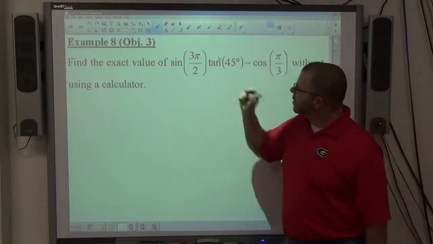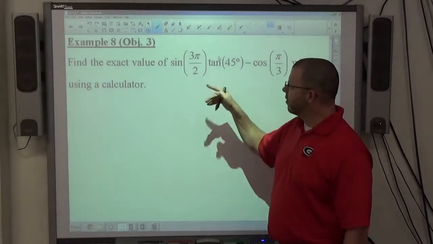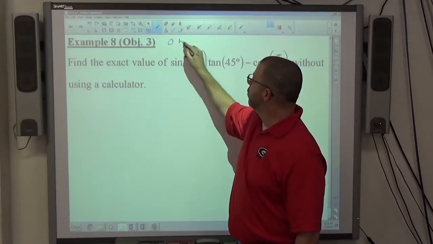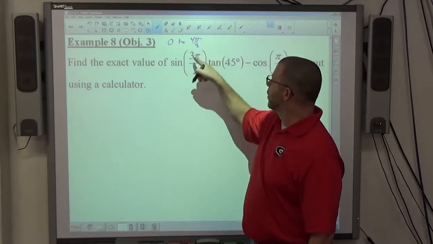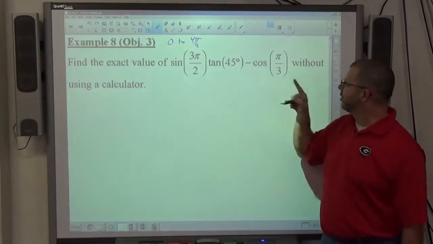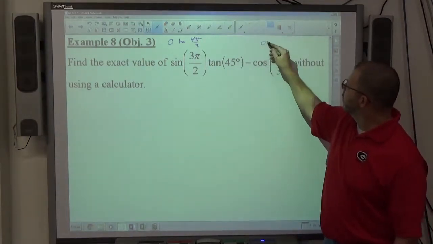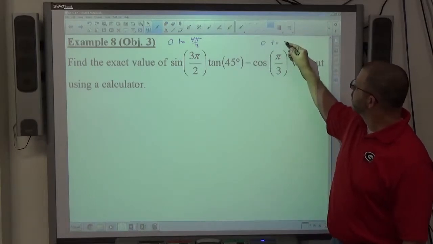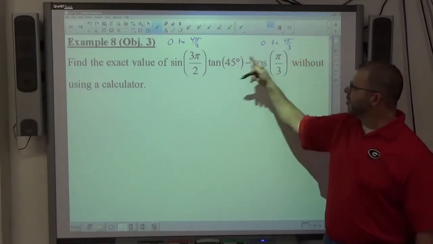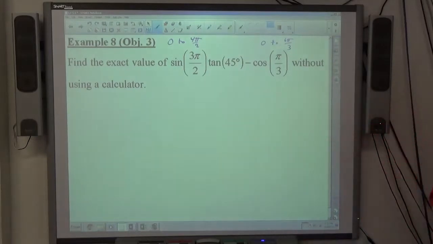So sine of 3 pi over 2. 3 pi over 2 is within the 0 to 4 pi over 2 range, right? So 3 pi over 2 is legal, 0 to 360, great. Pi over 3 is between 0 and 6 pi over 3, right? So each of these angles is within that nice little window that we're allowed to get, right?